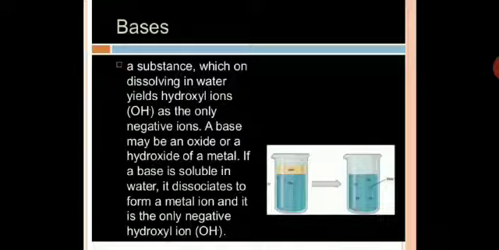A base is a substance which on dissolving in water yields hydroxyl ions, OH minus, as the only negative ions. A base may be an oxide or a hydroxide of a metal. Like calcium oxide is a basic substance, and you have sodium oxide. So for all metallic oxides, please mark it in your notes or write it somewhere: all metallic oxides are basic oxides.